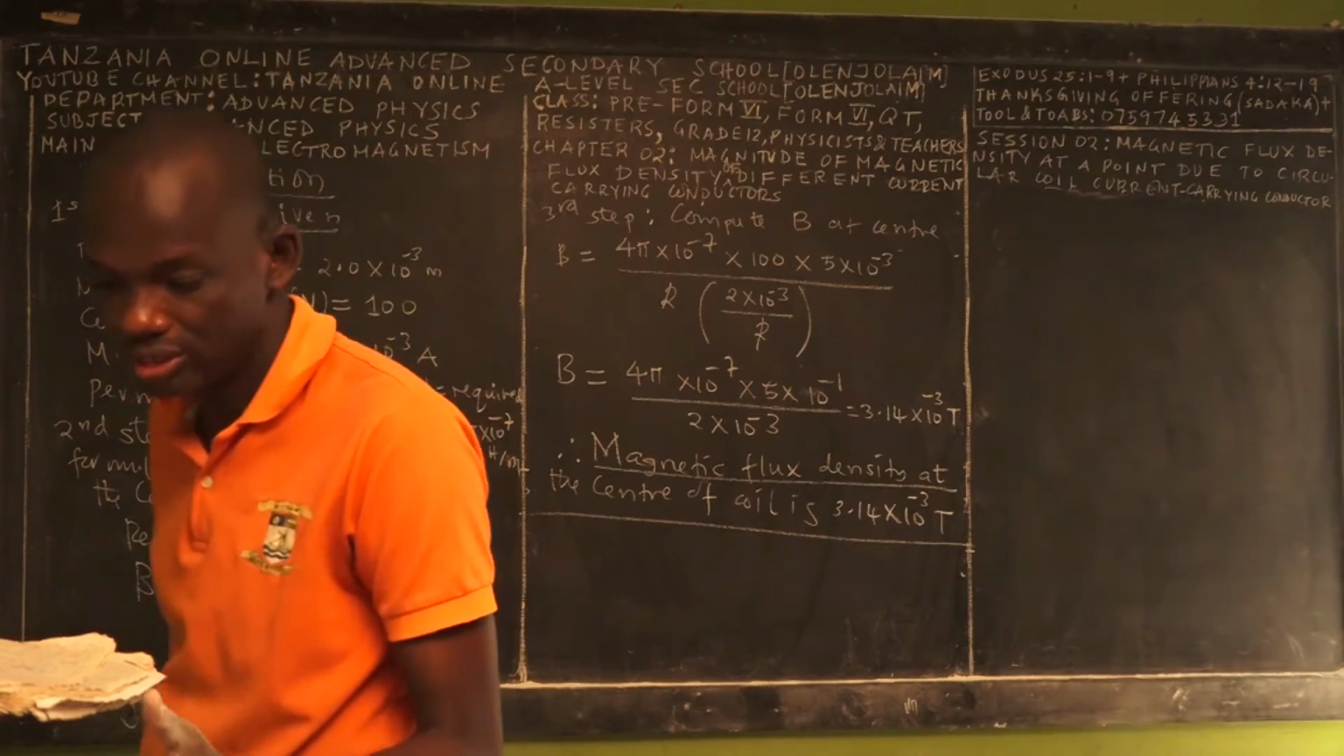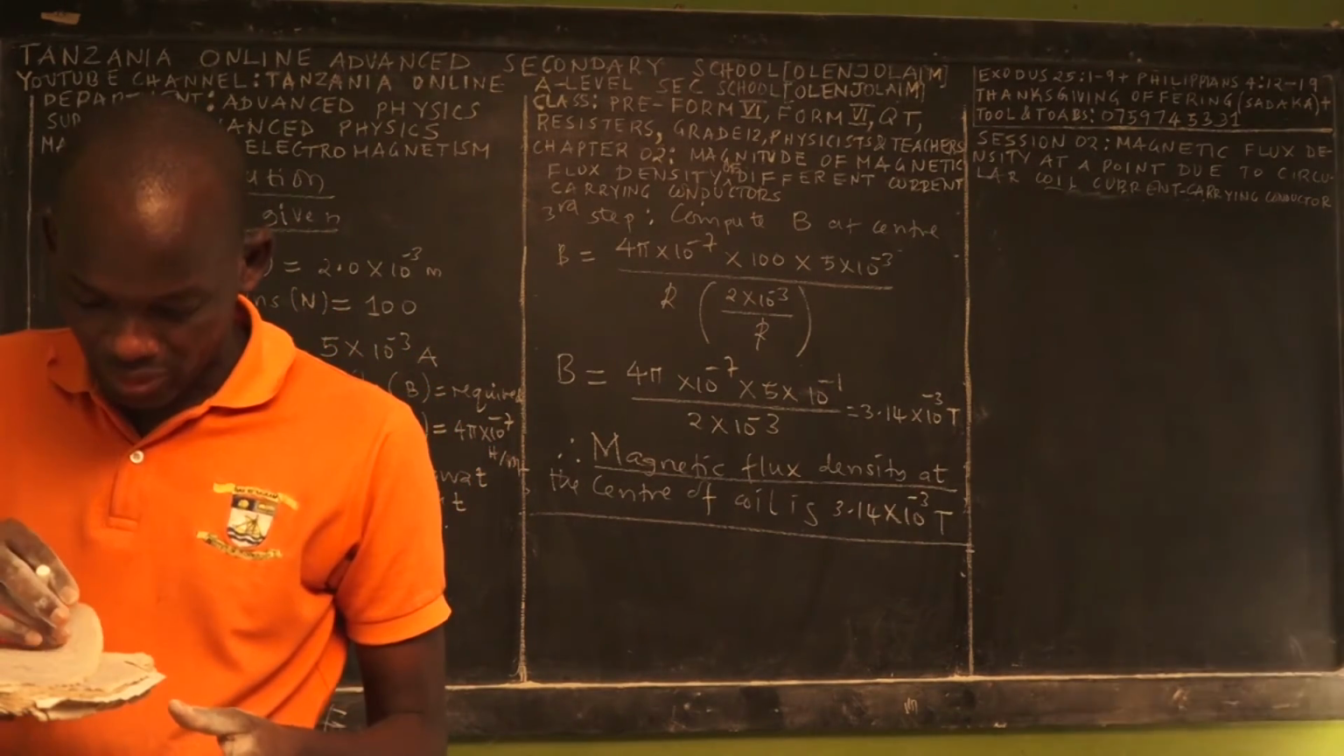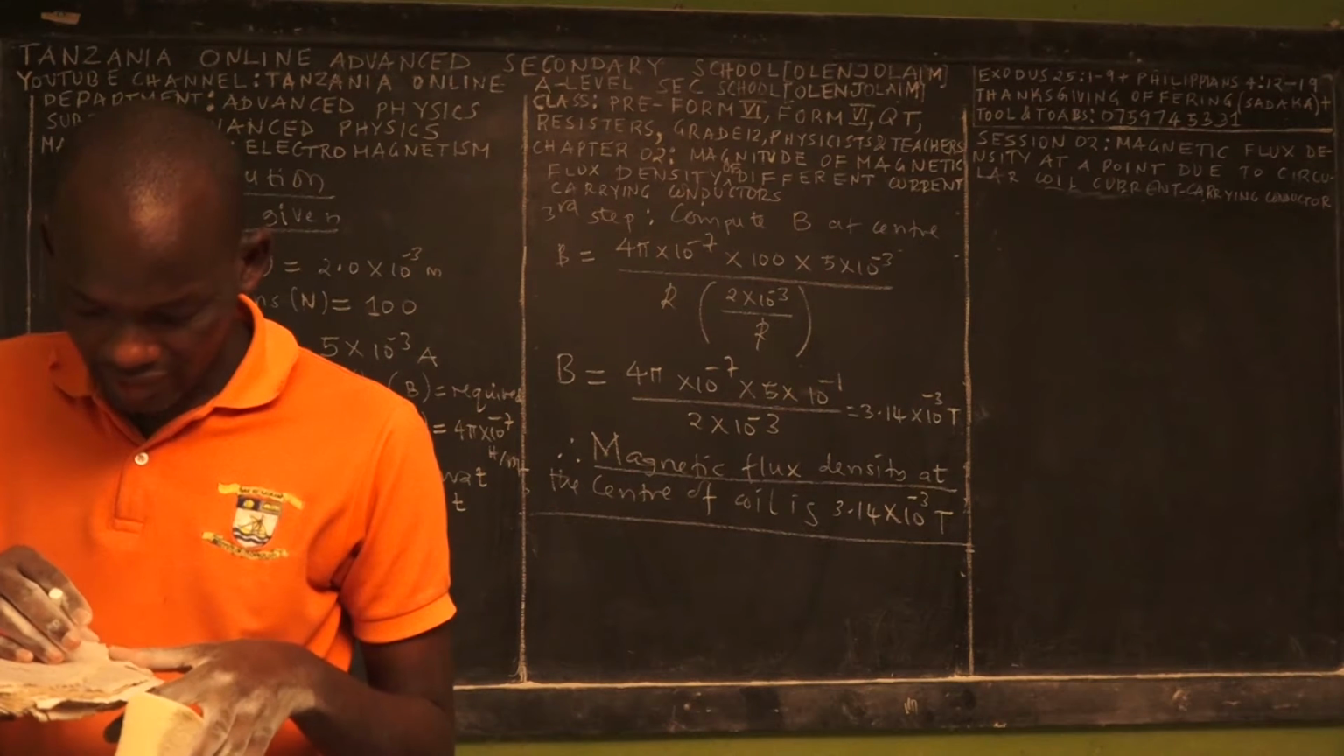Okay, so that's all about it. You can do more questions about finding magnetic flux density at the center of the circular coil.